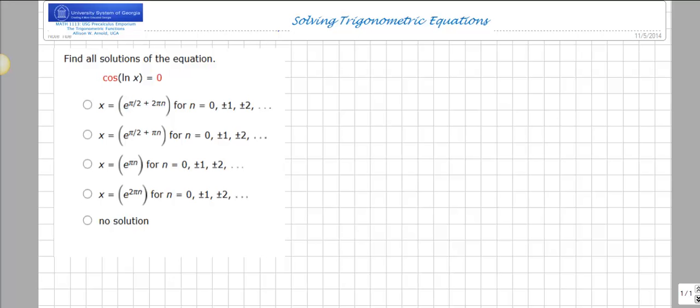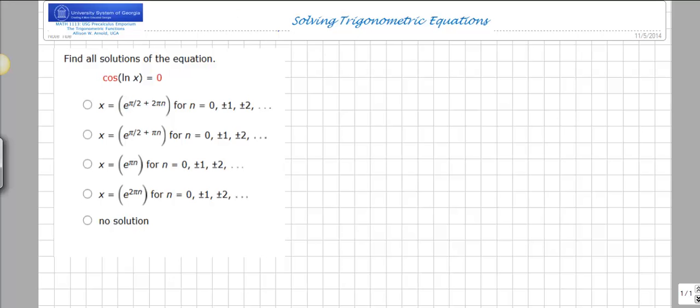Let's solve an equation that takes a little review into consideration. We had a unit on exponentials and logarithms, so take some time perhaps to review your rules of exponentials and logs, and keep reviewing actually all the way to the final exam. The question here is: find all solutions of the equation cosine of natural log of x equals 0.